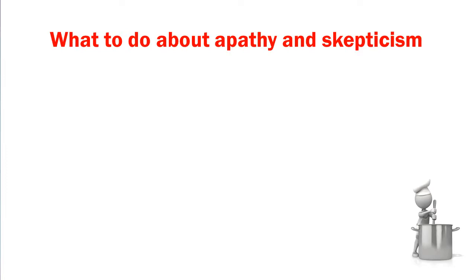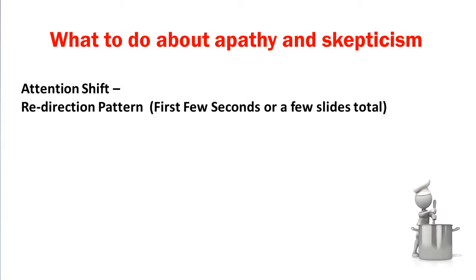Now, the apathy and skepticism that people experience is something that's been created over the course of time. It's something they just come pre-programmed with. But it's easy enough to deal with. The way that we deal with it is by shifting their attention. It's called a redirection pattern, and this happens really quickly. It would be just the first few seconds of a video sales letter or the first few slides of a sales presentation if you were doing a screen capture. It happens pretty directly, pretty quickly.